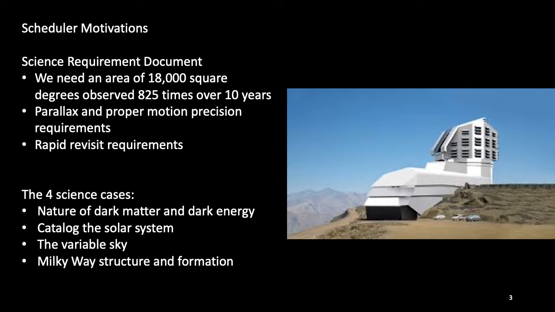We also have 4 science cases that are going to guide a lot of our scheduler decisions. We want to understand the nature of dark matter and dark energy. We want to catalog the solar system. We want to understand the variable sky, and we want to look at Milky Way structure and formation.